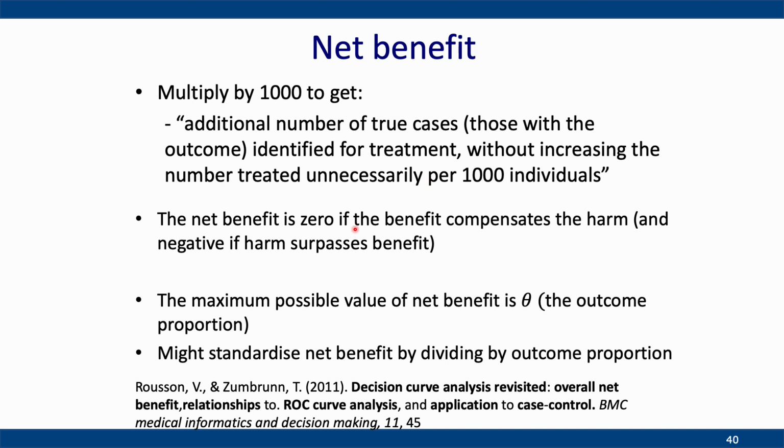Net benefit is 0 if the benefit and the harm are the same at that particular exchange rate. And the maximum value of the net benefit is the outcome proportion. Sometimes instead of presenting net benefit, we present the standardised net benefit by dividing by the outcome proportion. It just helps to give us a standardised measure on all scales.